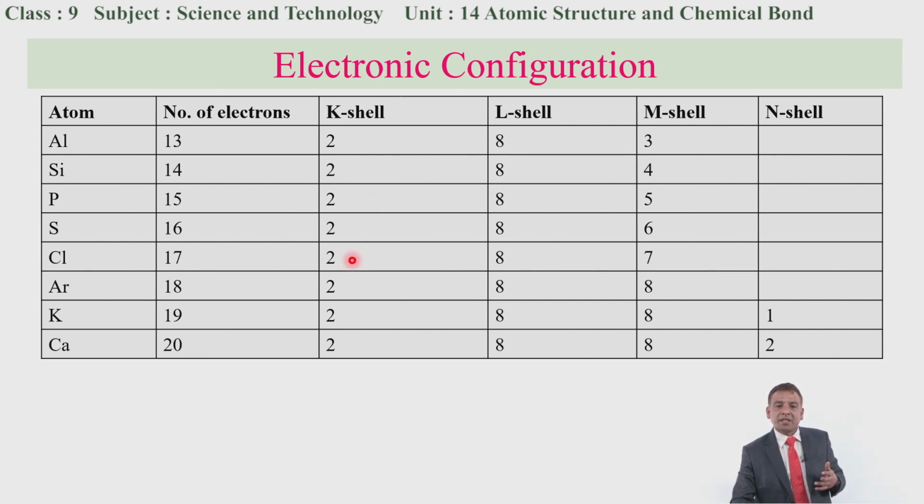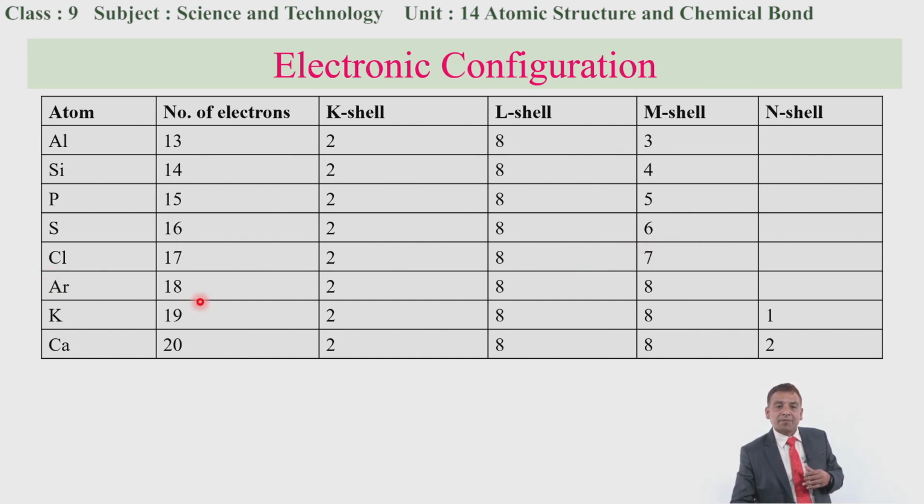Up to chlorine, you can find a similar trend followed in the electronic configuration. That is, in the first shell, it accommodates 2 electrons. In the second shell, it accommodates only 8 electrons, as well as in the M shell, it accommodates 7 electrons, because the chlorine atom has only 17 electrons. So up to here you can get 17 electrons.